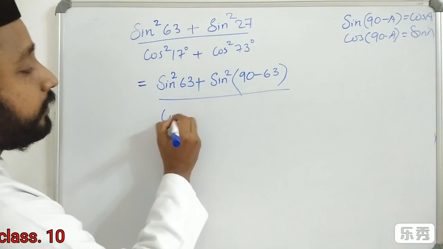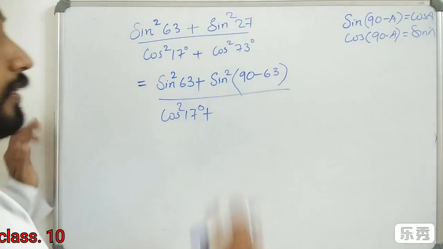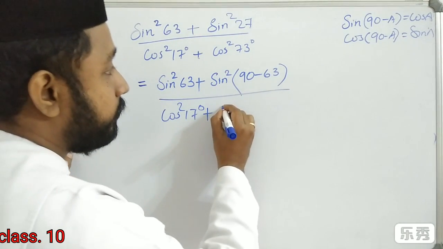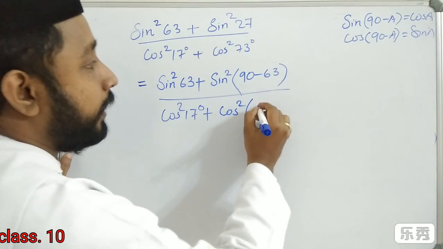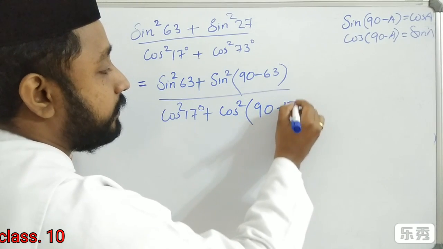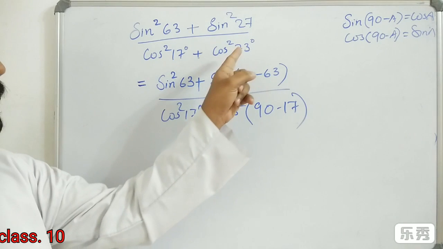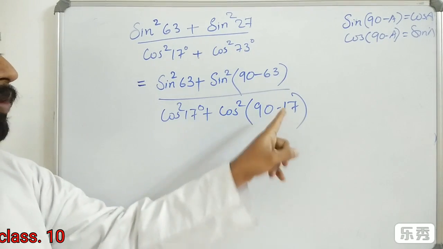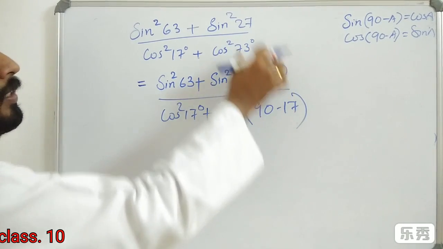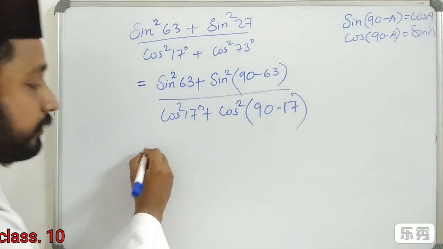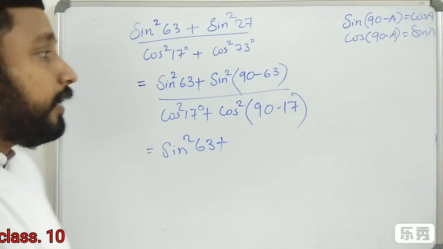cos square 17 plus, for this cos square 73, I am going to write cos square the same way. Instead of 73, I am going to write 90 minus 17. It's correct. Cos square 17 plus cos square, just one change here. Instead of this 73, I wrote 90 minus 17. 90 minus 17 is 73. 90 minus 63 is 27. Only one change. Which is equal to sin square 63 plus.